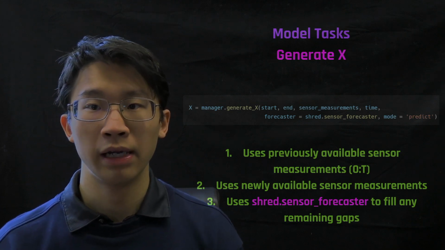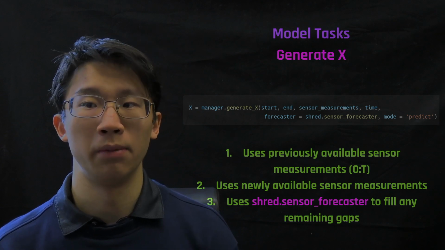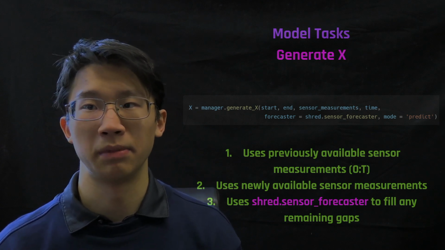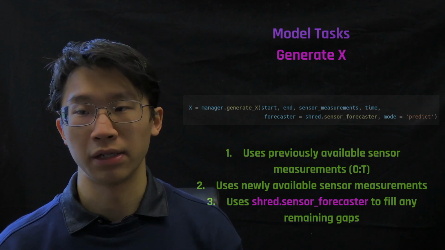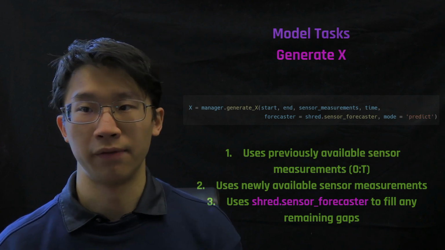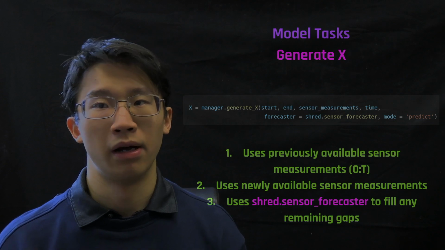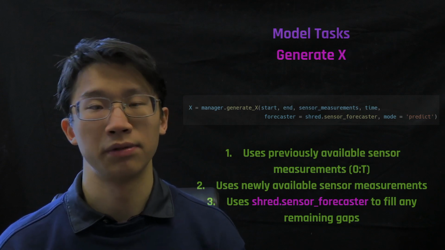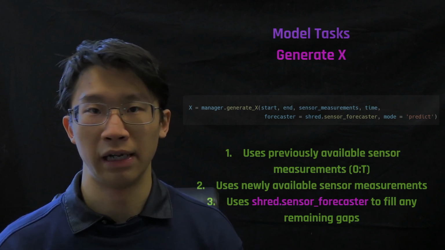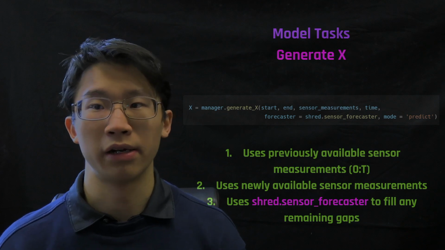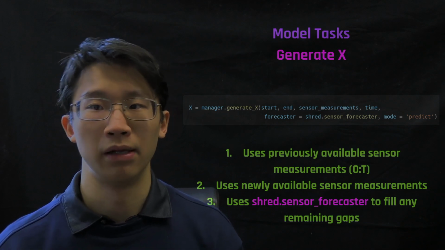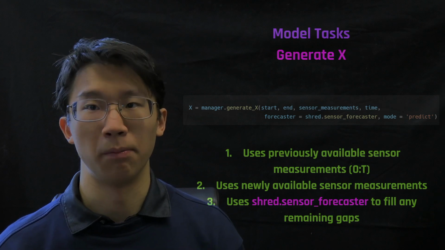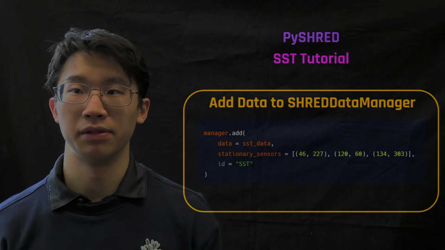If not, it checks if there are newly available sensor measurements. These are the sensor measurements that you can pass into generateX, and it checks if those are available. And if those are also not available, the generateX function uses the SHRED sensor forecaster to fill in any of the remaining gaps that aren't covered by either the previously available sensor measurements or the new sensor measurements that you passed into generateX.